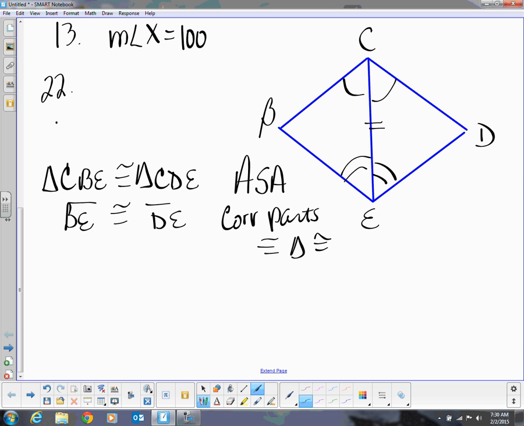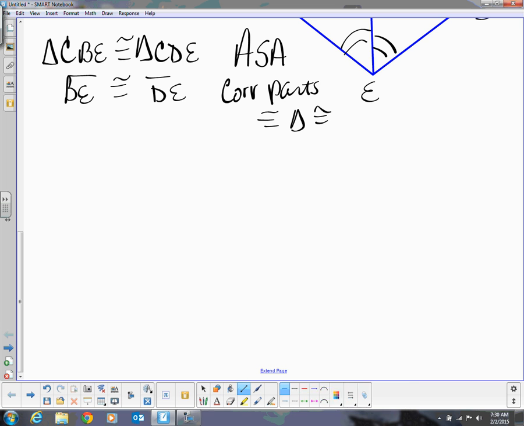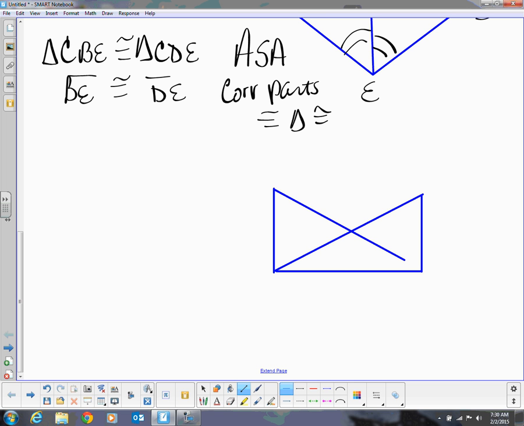32. 32 said name a pair of overlapping congruent triangles in each diagram and state the reason why they're congruent. So on 32, we've got this picture. And the question is, what do they share? They either share a side or an angle. This is F, G, H, I. They gave us this box and this box. And they gave us this and this. What do they share? Side, which one?